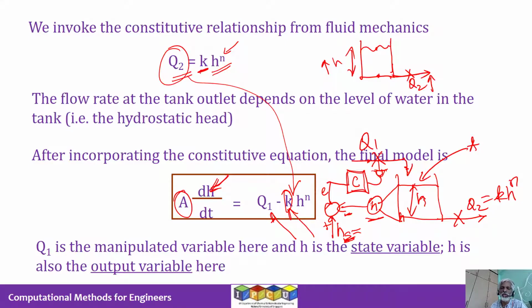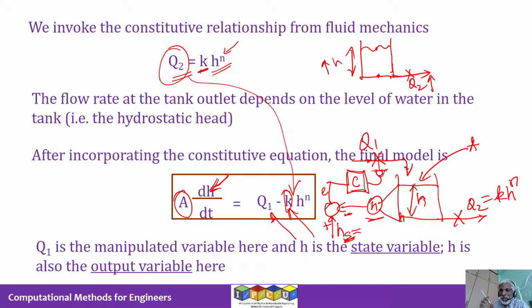So Q1 is often called the manipulated variable because you can manipulate the system to achieve its goal of a particular height h of liquid in the tank by adjusting Q1. So if the height is more than the desired height, what you would do is close the inlet valve.